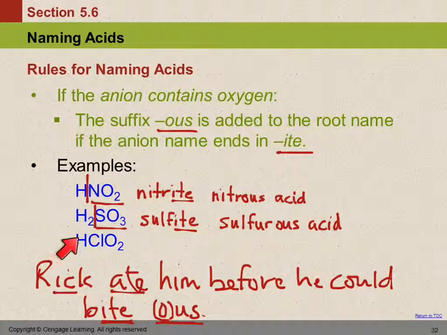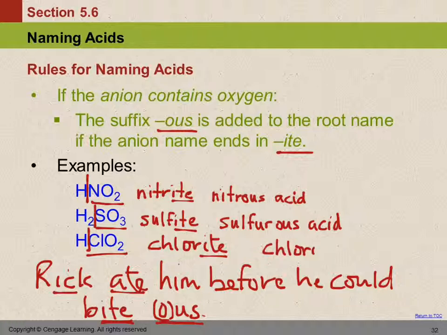HClO2, we see the H, we say this is an acid, and then we look for oxygen. It's got oxygen in it. So we're going to cut off the hydrogen and look at what's left. We name that, and then we tweak its name to make an acid name. ClO3 is chlorate. This is chlorite. We change the ite to us, and we get chlorous acid.